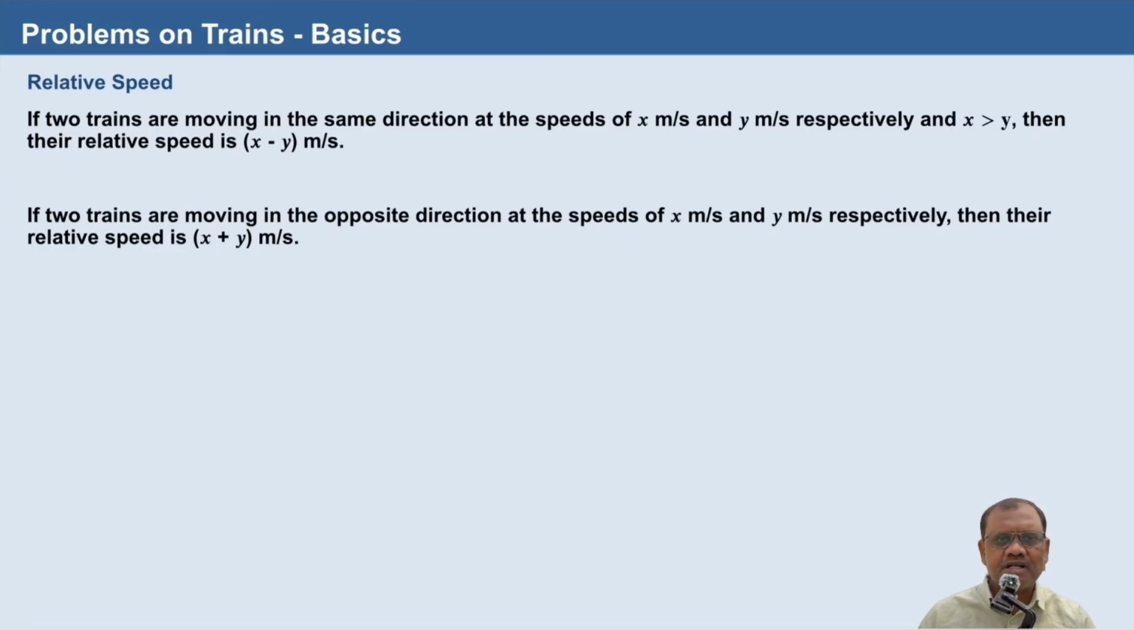Similarly, if two trains are moving in the opposite direction at speeds x meters per second and y meters per second respectively, then their relative speed is x plus y meters per second. The sum of the speeds is the relative speed when the trains are moving in the opposite direction.